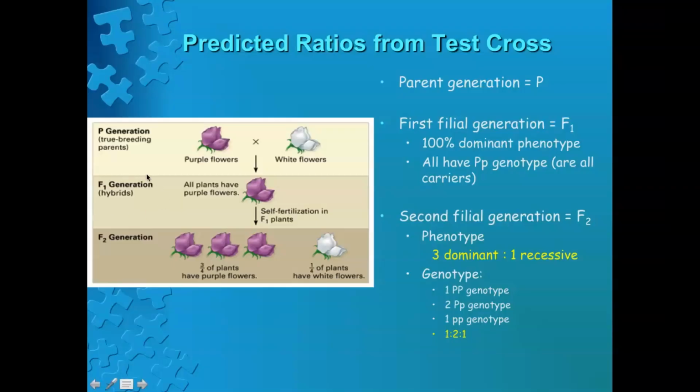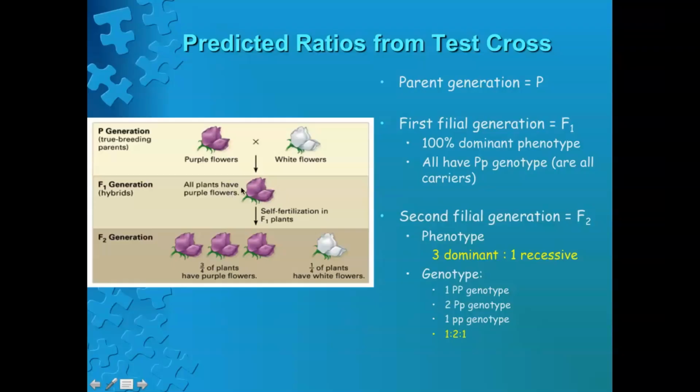And so that's what we talk about as your F1 generation, or your first filial generation, F1. Okay? Filial meaning family. And so your first generation in this type of cross, they're all going to be hybrids or heterozygotes, right?